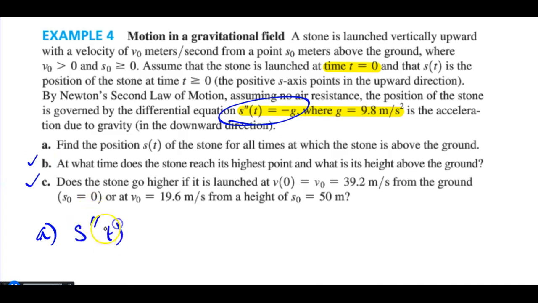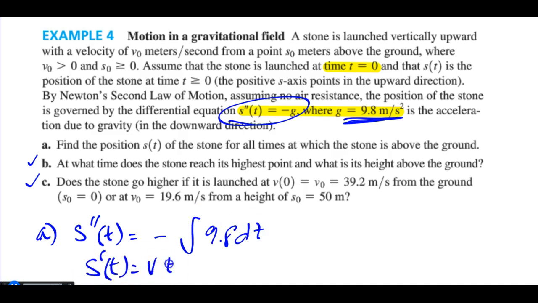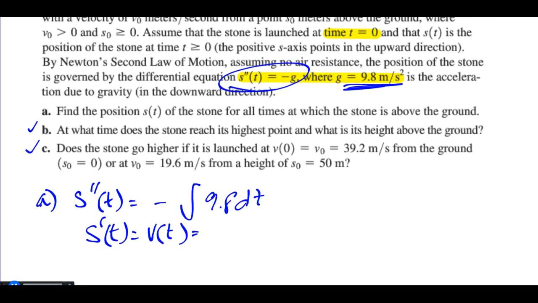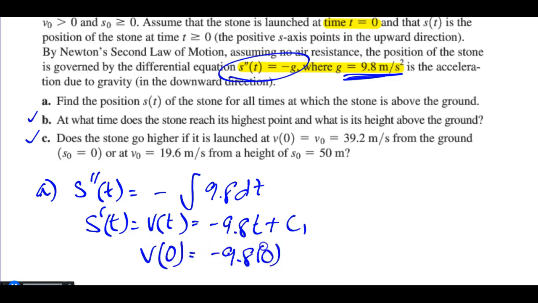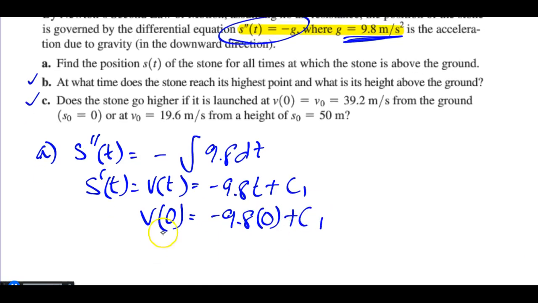Basically, they give you the acceleration, the second derivative, and we are going to integrate that. It's negative 9.8 dt to find the velocity. Remember, the first derivative is the velocity function, which is just the integral of the acceleration. So negative 9.8t plus some constant, which we can call c sub 1. At v sub 0, the initial velocity, it'd be negative 9.8 times 0 plus c sub 1. So of course, v sub 0, the initial velocity, is equal to c sub 1.